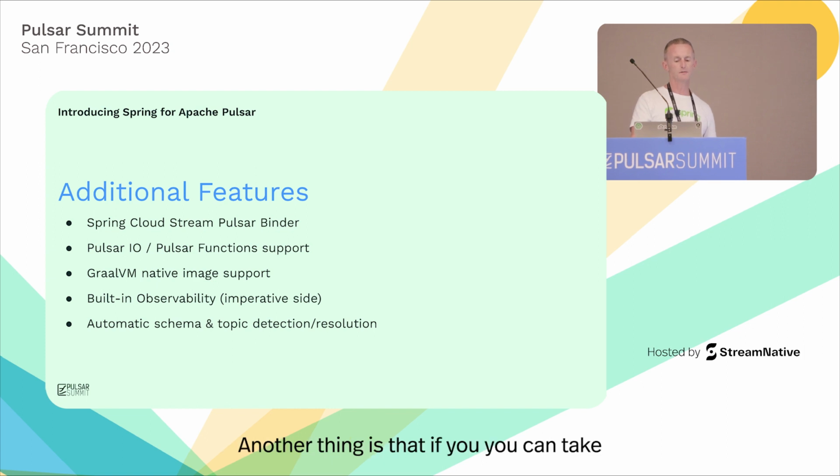Another thing is that you can take a Spring Pulsar application and compile it with GraalVM into a native image to make it faster and smaller. We'll also demo that today.